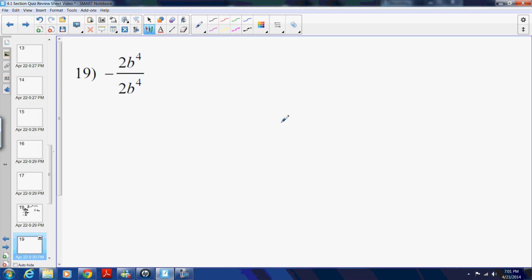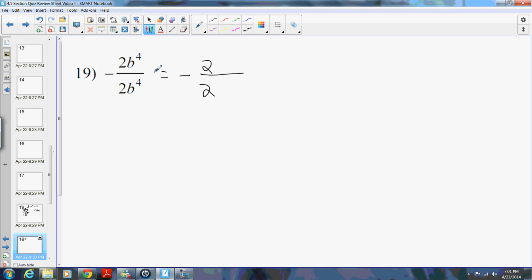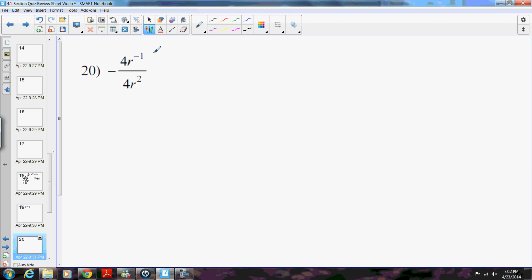Okay. 19. Negative, the negative fraction, 2b to the fourth over 2b to the fourth. Now, this could be something that you could just visually see right away. A negative and then a fraction that's the exact same thing divided by itself is just simply negative 1. But we can also follow the exponent rules here, keeping the negative 2 over 2. b to the fourth and b to the fourth divide out to 1. So that just ends up being negative 2 over 2, right? What's 2 over 2 simplified to? 1 over 1, or 1. Final answer 1. Easy one there.